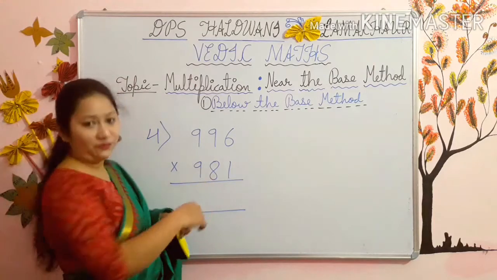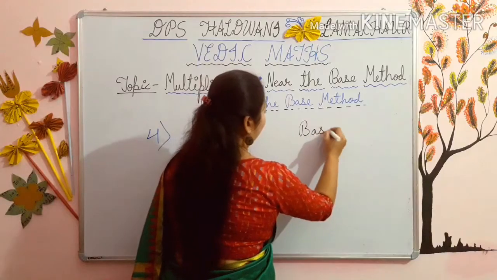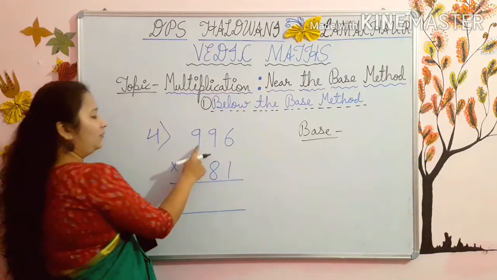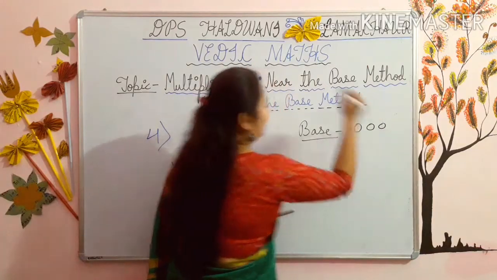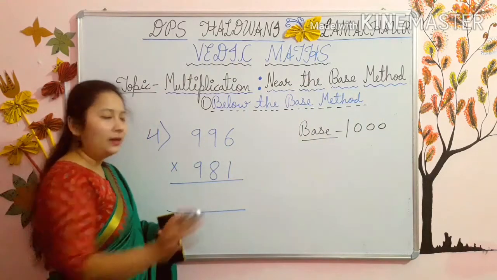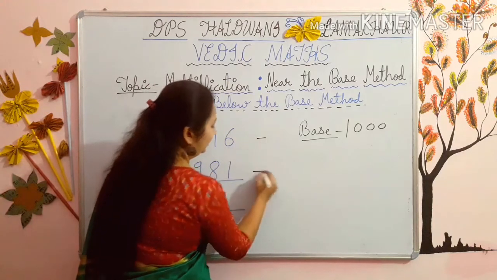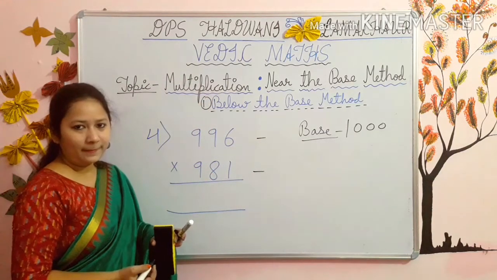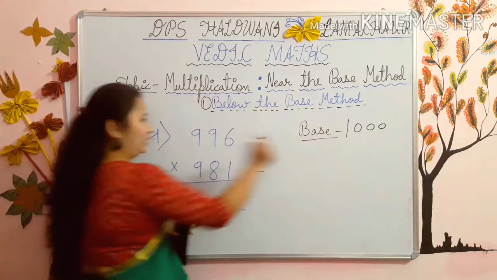So first of all, the first step which you always do is take the base. See, 1, 2, 3 digits. So your base will contain 3 zeros. Now this is smaller, this is greater, so you know the minus sign will be there, because you will subtract 996 minus 1000. So the minus sign is there.